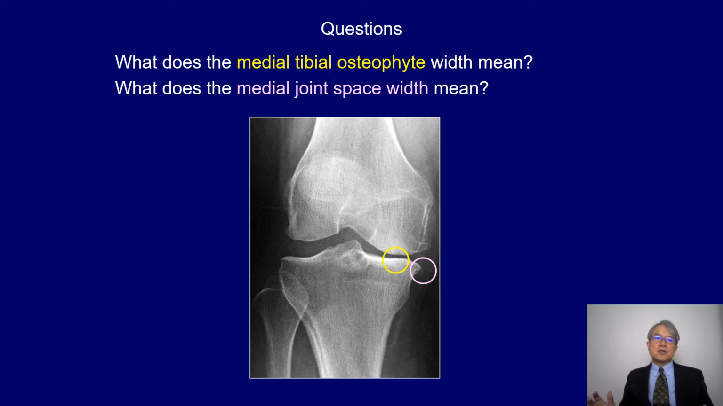Our questions were: what does the medial tibial osteophyte width mean? And what does the medial joint space width mean?